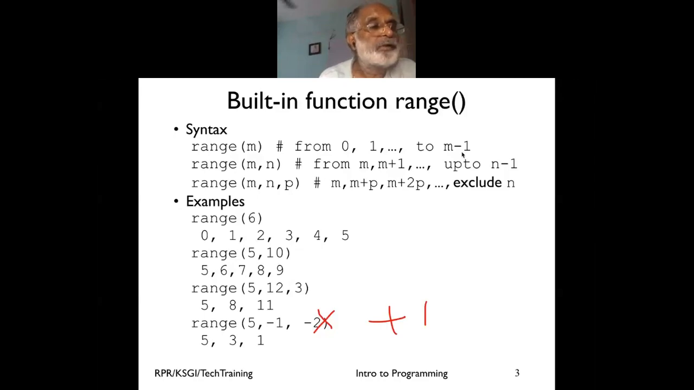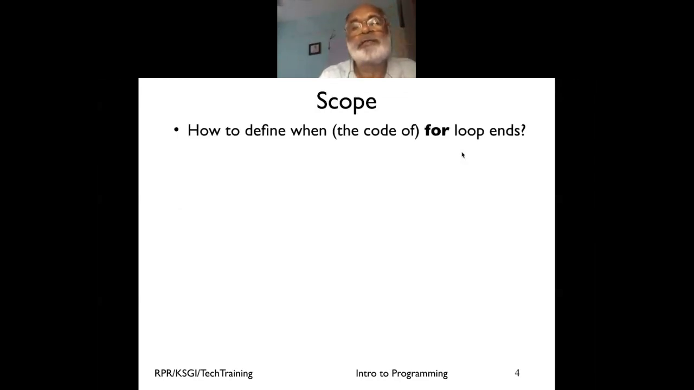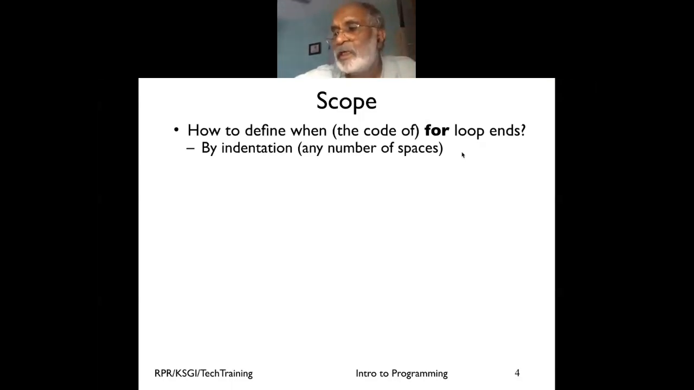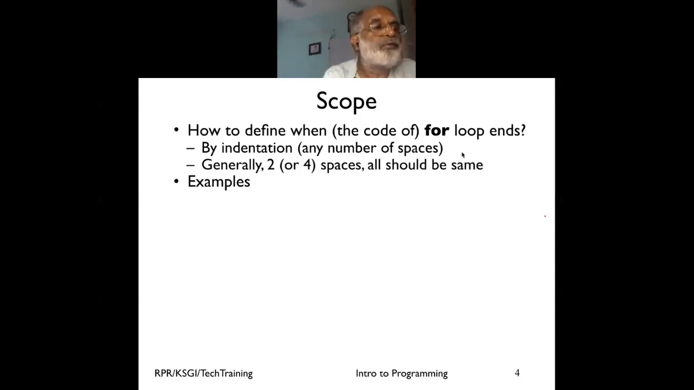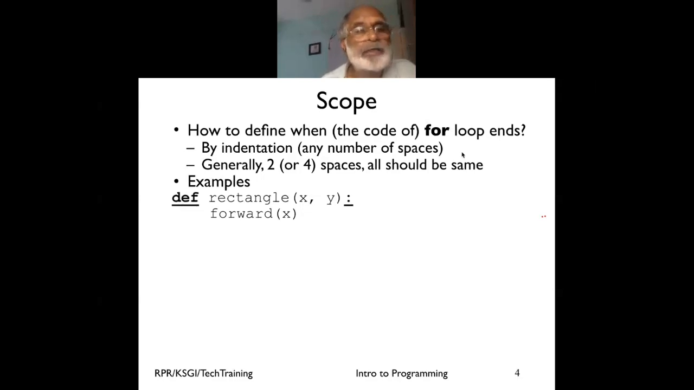Now, scoping is one thing we did in the code. When I'm defining a function, how do I know my function is ending, or how do I know my for loop is ending? Let me give an example. Let's say I'm defining rectangle. When you write def, it always indicates that I'm defining a method, then the function name, and any parameters you need to pass.